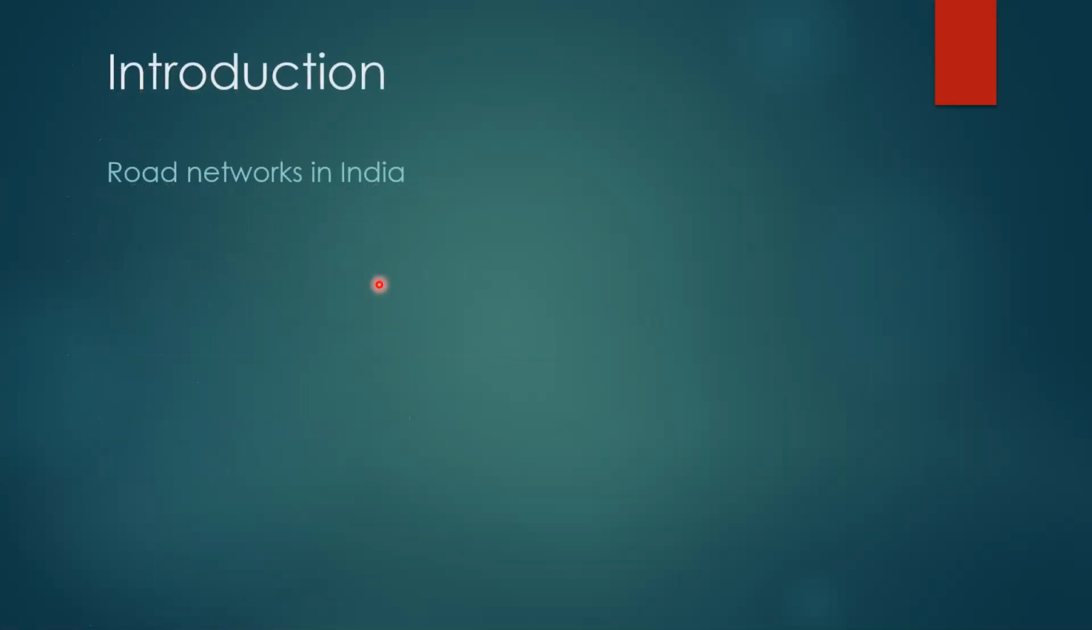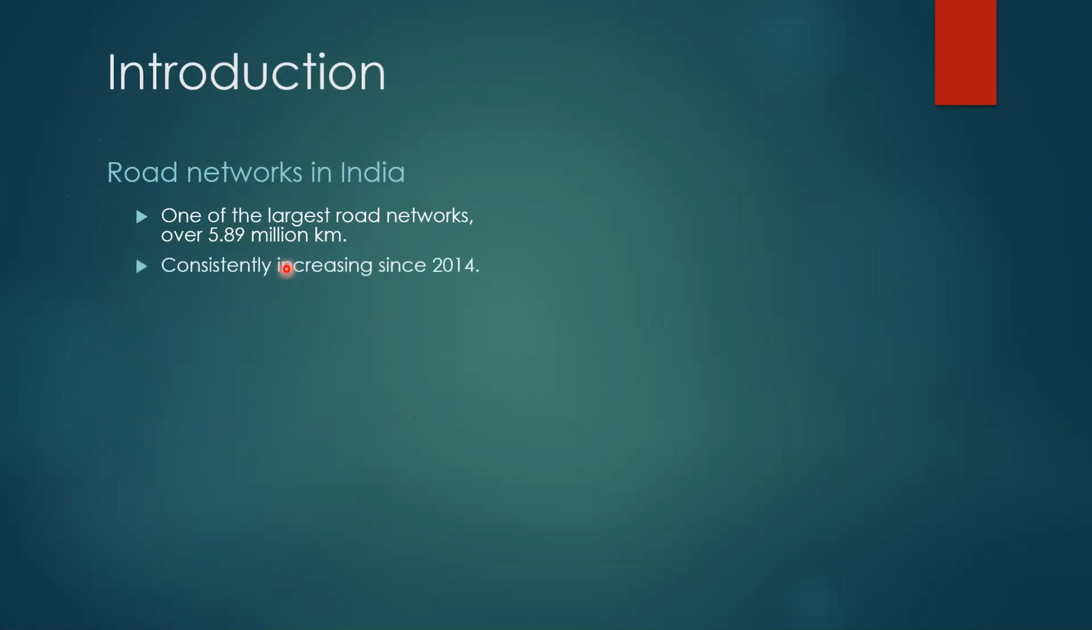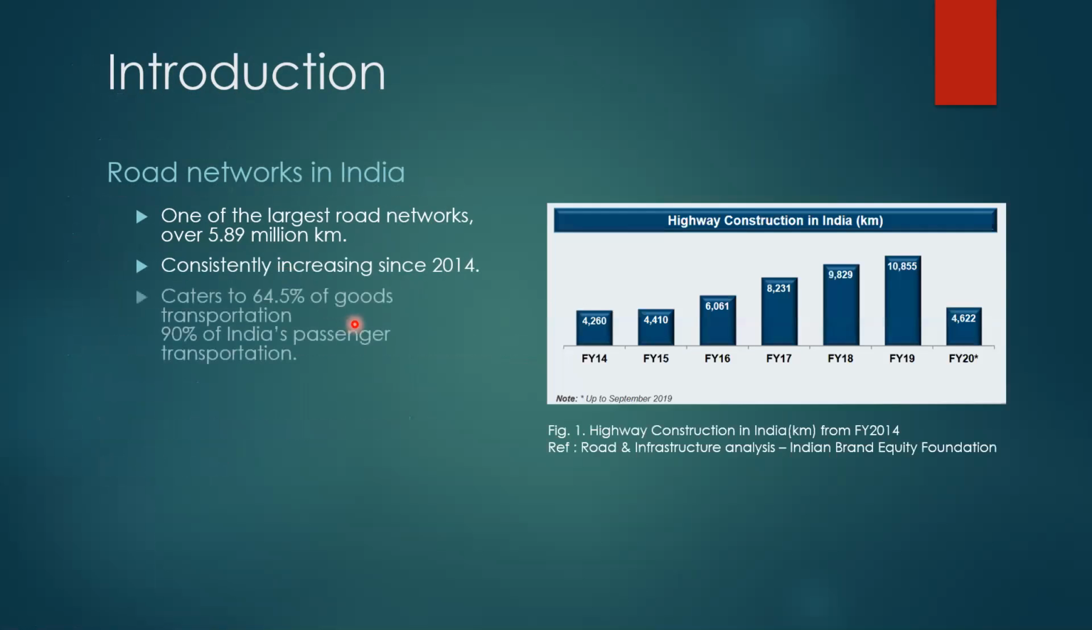So currently, the road network in India is one of the largest road networks in the world. It spans about 5.89 million kilometers, and it has been consistently increasing since 2014. As we can see from this graph, this was a study made by the Indian Brand Equity Foundation on road and infrastructure analysis. It says that highway construction in India has been steadily increasing from 2014 through 2020.